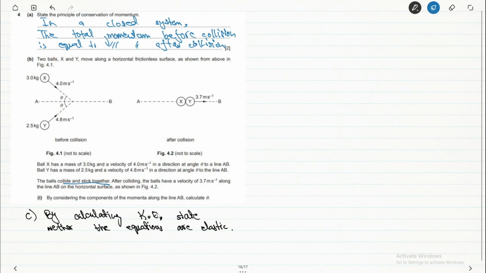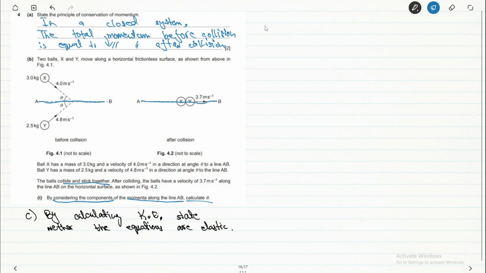So let's use this to solve our question along the line AB by considering the components. They even tell you how to solve the question sometimes: components of the momenta along line AB, calculate theta. So we have to consider the momentum in the horizontal direction. We can even solve this considering the momentum in the vertical direction, adding them up and equating them to 0, because the vertical component is 0 here. But the question specifically asks us to consider the direction of line AB. So we are only going to consider horizontal momentum.